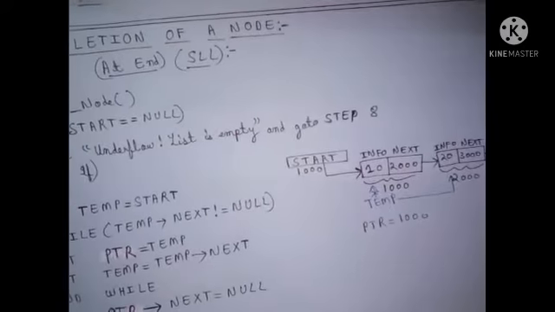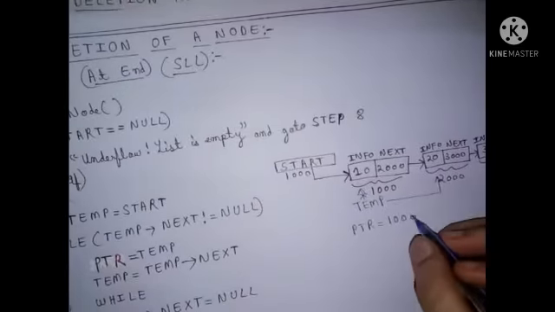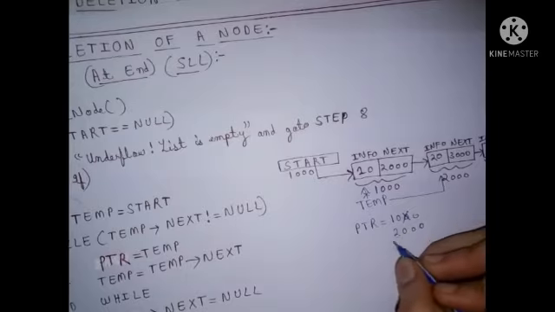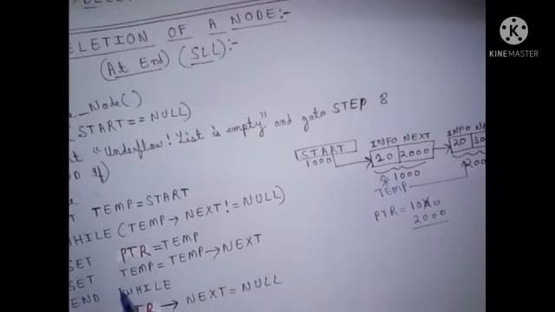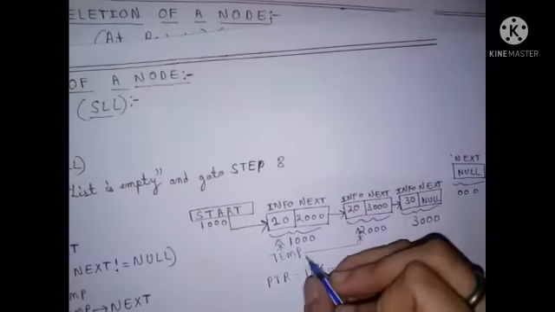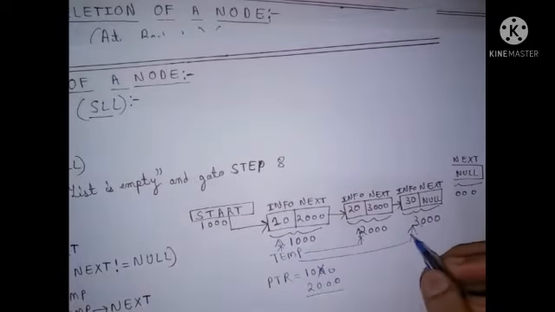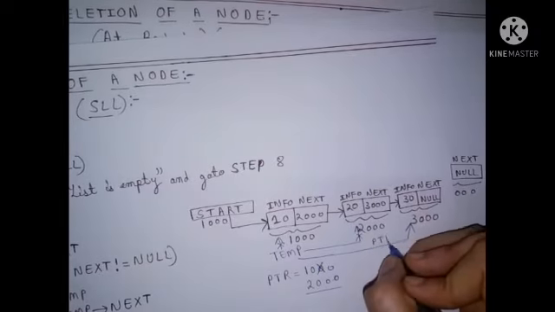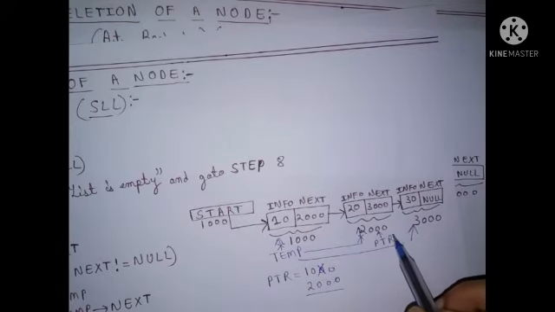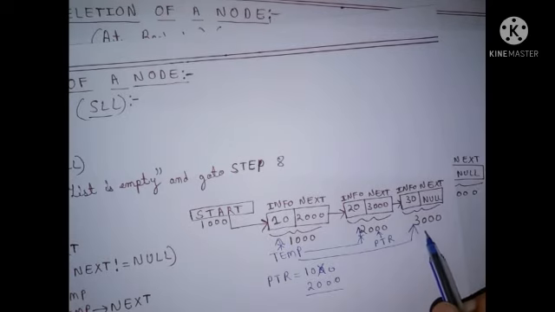Then what will happen? Again it will check next not equals null. This condition is true. So set ptr equal to temp, so it will store the address 2000 now, and then set temp equal to temp next, so temp will move to the next node. Now temp is pointing to 3000 and ptr is pointing to the node whose address is 2000. ptr is pointing to the second last node whose address is 2000 and temp is pointing to the last node whose address is 3000.